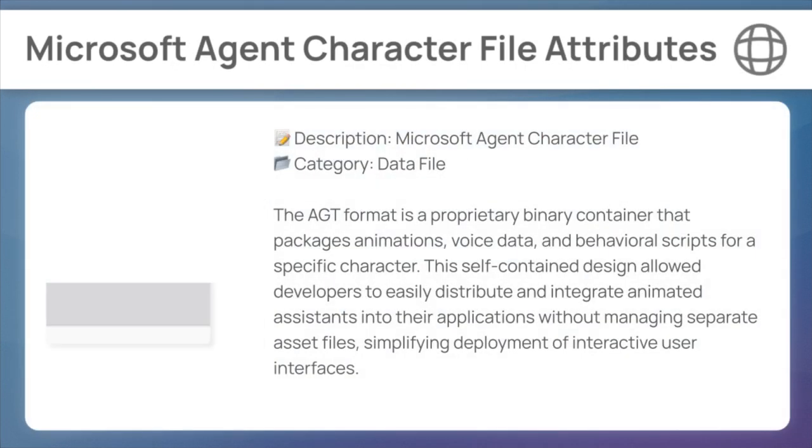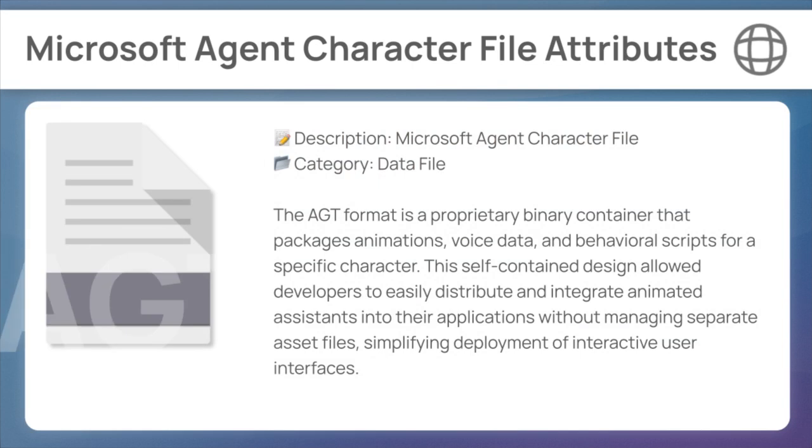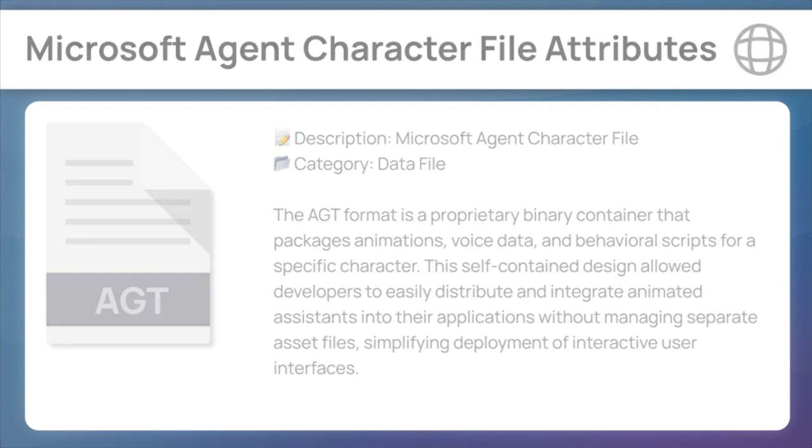The AGT format is a proprietary binary container that packages animations, voice data, and behavioral scripts for a specific character. This self-contained design allowed developers to easily distribute and integrate animated assistants into their applications without managing separate asset files, simplifying deployment of interactive user interfaces.